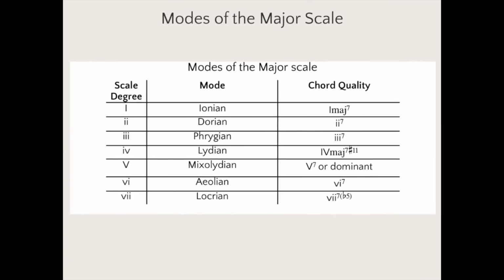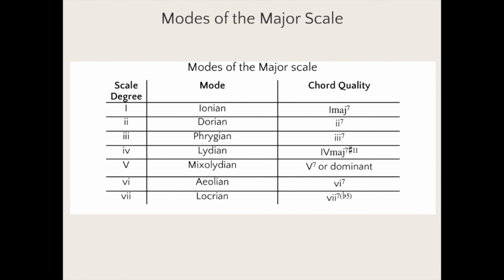Here is a handy chart and another way of looking at the modes. To the left of each mode, there's a Roman numeral, which gives you an idea of the scale degree it's from, and whether it's major or minor. In the middle, the name of the mode. And on the right hand side is the chord quality that represents the mode. As you can see, each mode has a different chord quality, and each scale degree has a different chord quality.